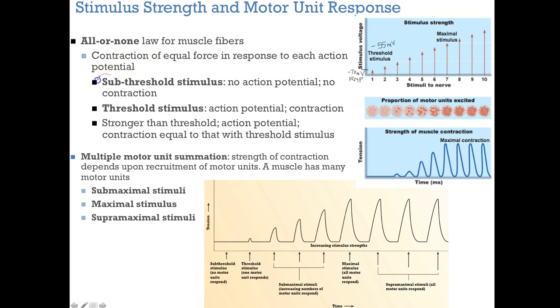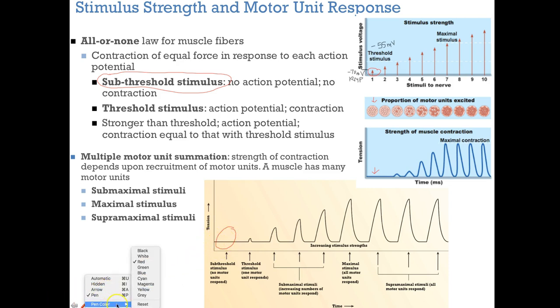So our sub-threshold stimulus, let's take a look at all of that. No action potential, no contraction. So we see here, it didn't reach threshold. There are no motor units that are excited, so no fibers really working there, and no tension created here. And basically, we're just left down here, no tension again.